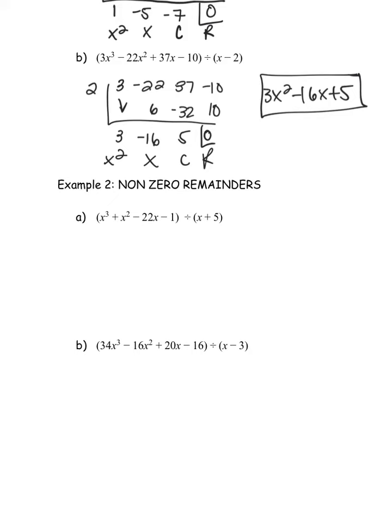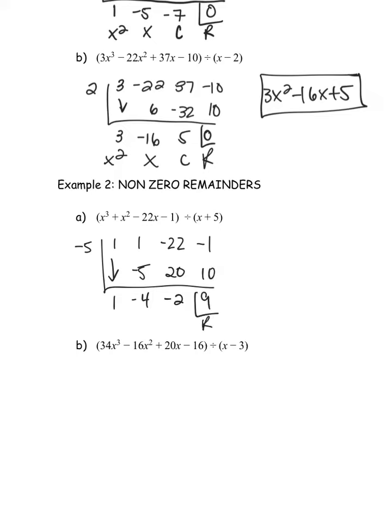Okay, same thing. -5 goes out here. 1, 1, -22, -1. Bring down, multiply, add, multiply, add, multiply, add. So in this one I have an actual remainder, and so I write that as x squared minus 4x minus 2 plus 9 over x plus 5.